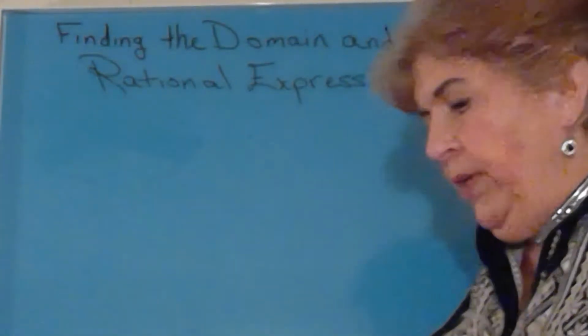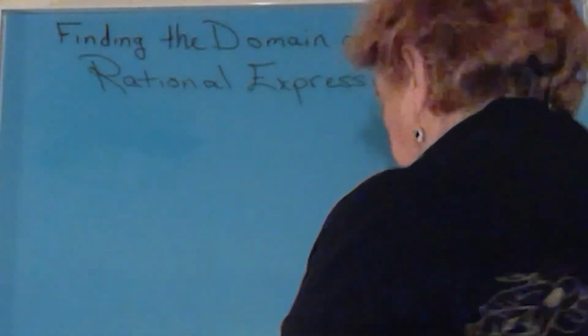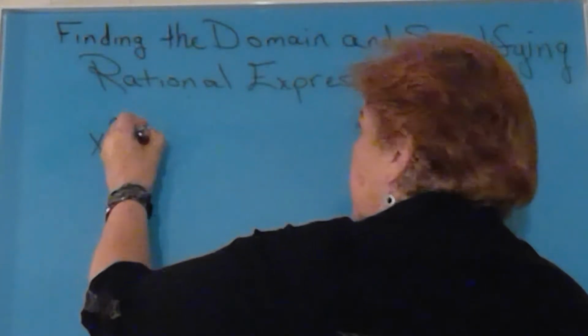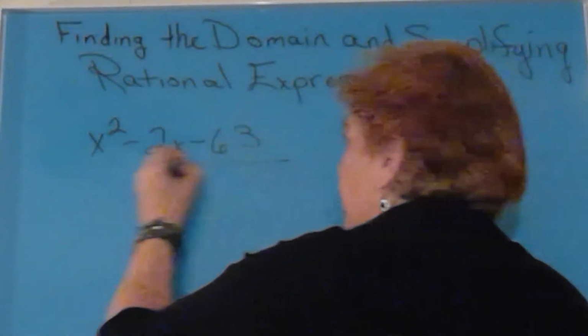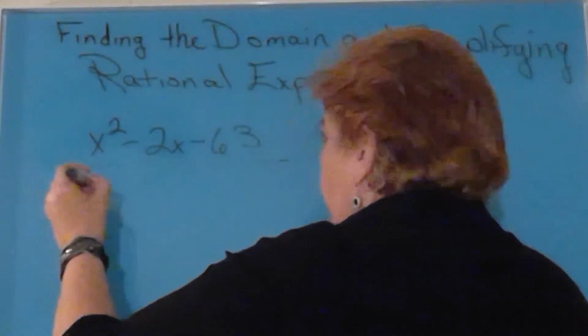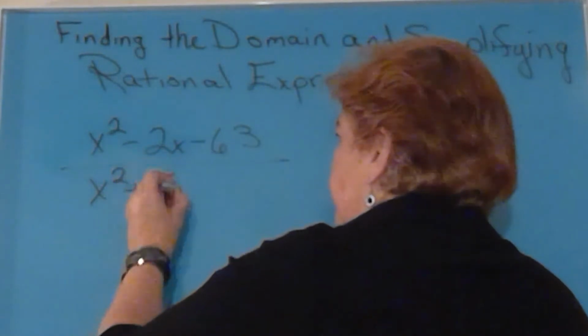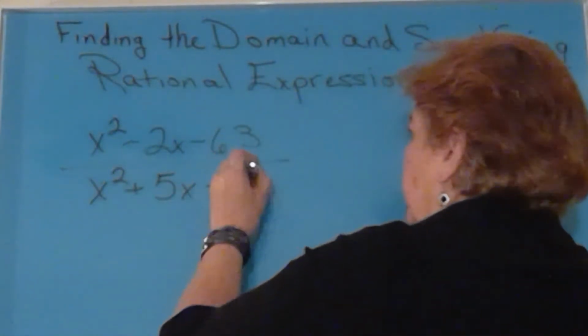The problem we're going to start with is x squared minus 2x minus 63 over x squared plus 5x minus 14.